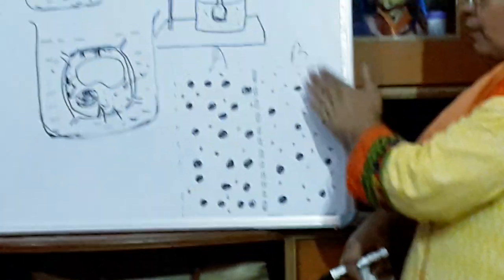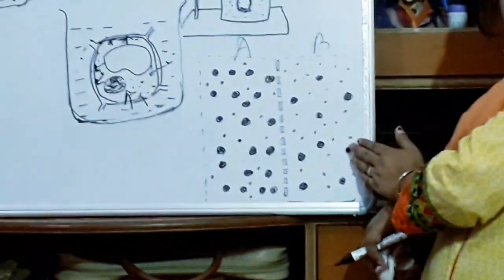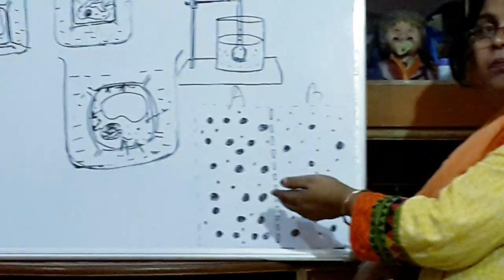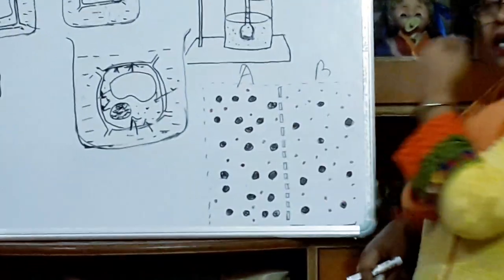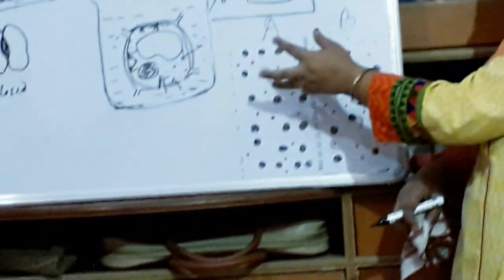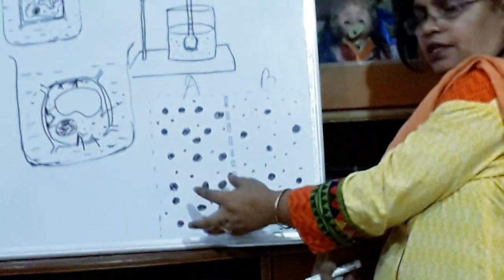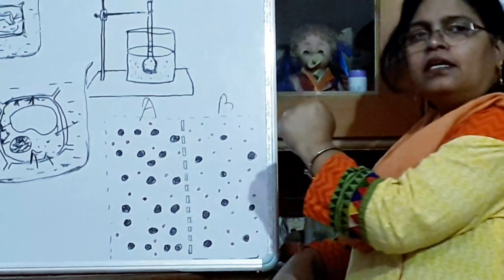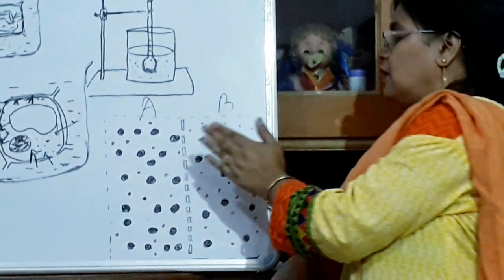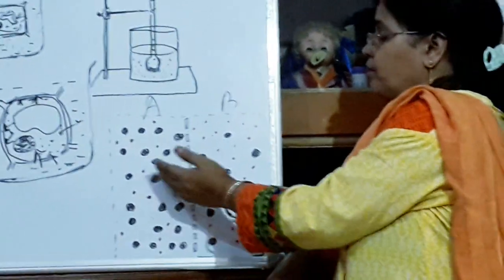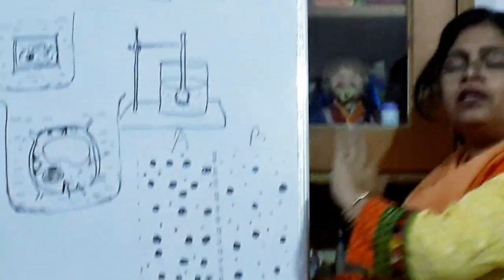That's why from the B side the solvent particles will be allowed to pass through the semi-permeable membrane and come to the A side. So the A side pressure will be increased. That means the volume of the liquid will increase here as the solvent particles move from B to A side. That's why equilibrium comes when the pressure on both sides is equalized.